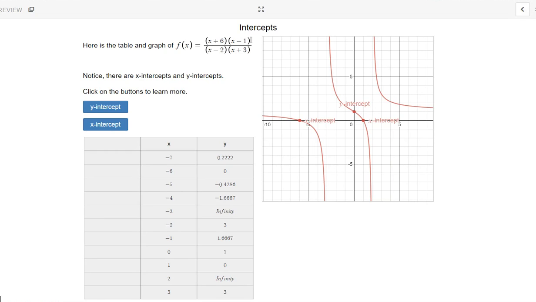So the important thing is you understand the idea that if the top of this equals 0, then it's going to have an x-intercept. And so that's what you should be looking for.